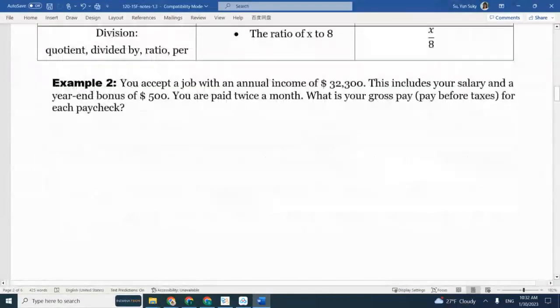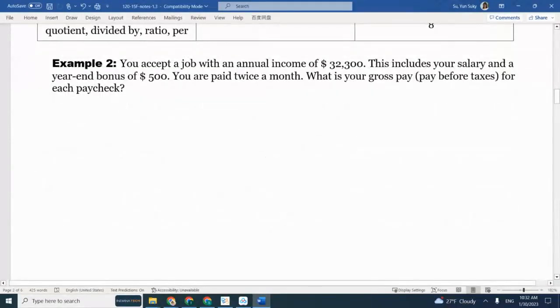All right, example. You accept a job with an annual income of $32,300. This includes your salary and a year-end bonus of $500. You are paid twice a month. What is your gross pay before taxes for each paycheck?